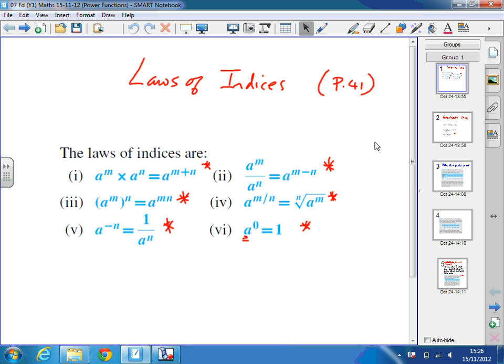So here's a reminder of these laws of indices. So long as the base is the same, remember, I can add the powers when I multiply them. I can subtract the powers when I divide, and so on. There are 6 of these things, and last time we looked at how they arrived.